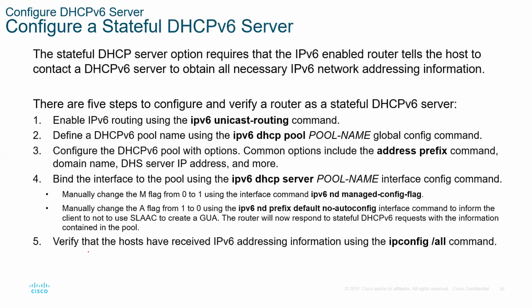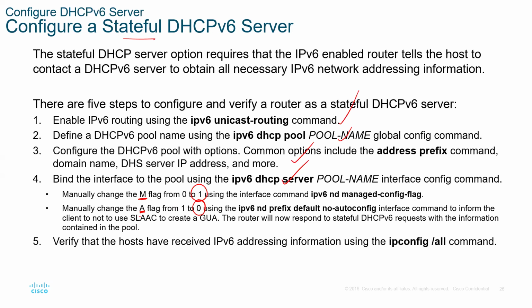Configure a stateful DHCP server. If you want to configure your router as a stateful DHCP server, it's the same process. You enable routing, you create a pool, you add the options, you bind the pool, then you manually change the flags. When we talk of stateful, our M will need to be equal to 1, then our A will need to be equal to 0. This is very important.